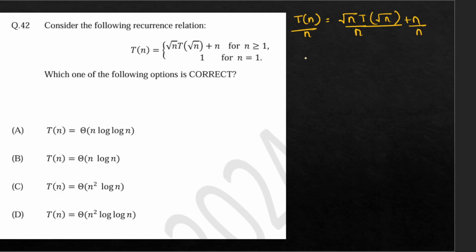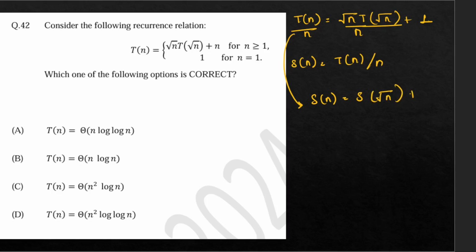So the answer we are going to get is like this. So here this will cancel and this will come up to be 1. And the rest everything will be the same. After that, S of n we are going to consider, where T n by n will be there. So simply can we write this as S of n equals S like this plus 1. Okay, this is what we can write.